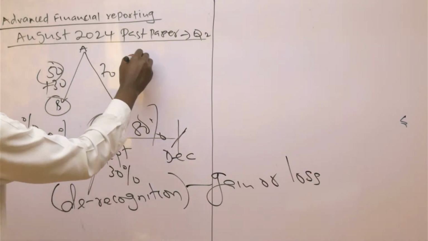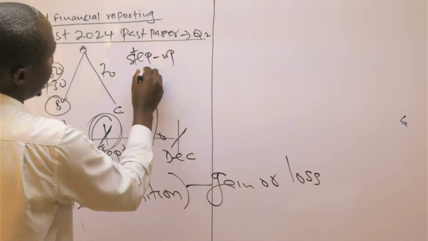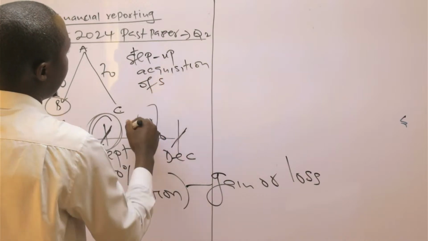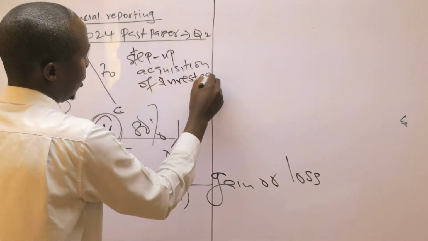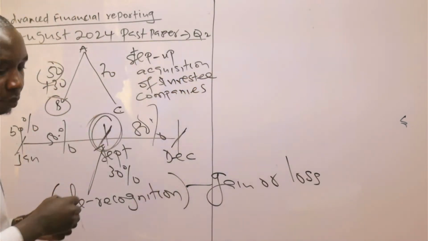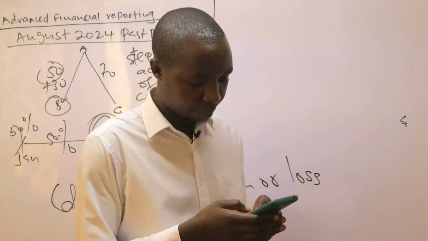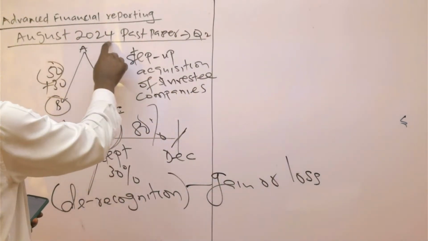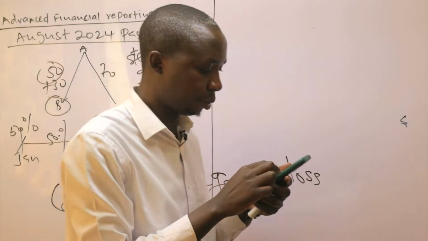So this is what we call step up acquisition of subsidiaries, or just step up acquisition of investee companies. To be more specific, let me go direct to that question. That is the August 2024 past paper, question number 2.